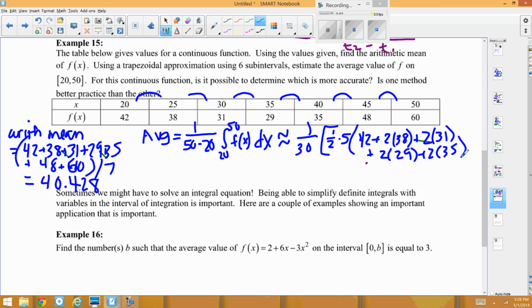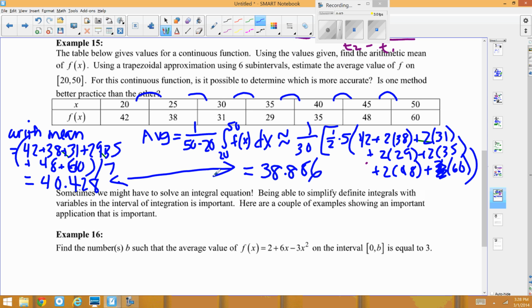I'm almost done writing it down. Oh, not the 2 for the 60. There we go. All right. So add all that up in your calculator, and you should get about 38.886. So it's kind of close, right? And so if you have a choice for a more accurate one, you probably want to use the trapezoidal, because remember that kind of matches our curves really well, where the arithmetic mean is just picking out random numbers here.